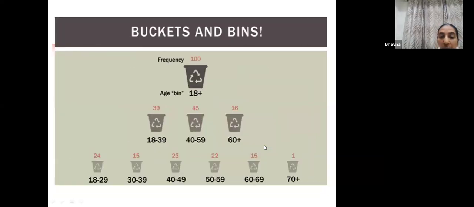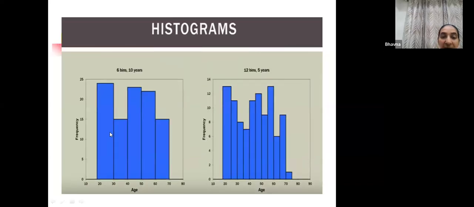Right. Now, what happens if instead of 3 bins, we have 6 bins? That is, the ages are divided into intervals of 10 here. 18 to 29, 30 to 39, 40 to 49, 50 to 59, and so on. Now, this is the shape that you see. See, now it has some shape. You can see that maximum participants are in the age group of 20 to 30 years, followed by 40 to 50 years, followed by 50 to 60 years, and an equal percentage lie between 30 to 40 and 60 to 70 years, okay? This is some amount of information.